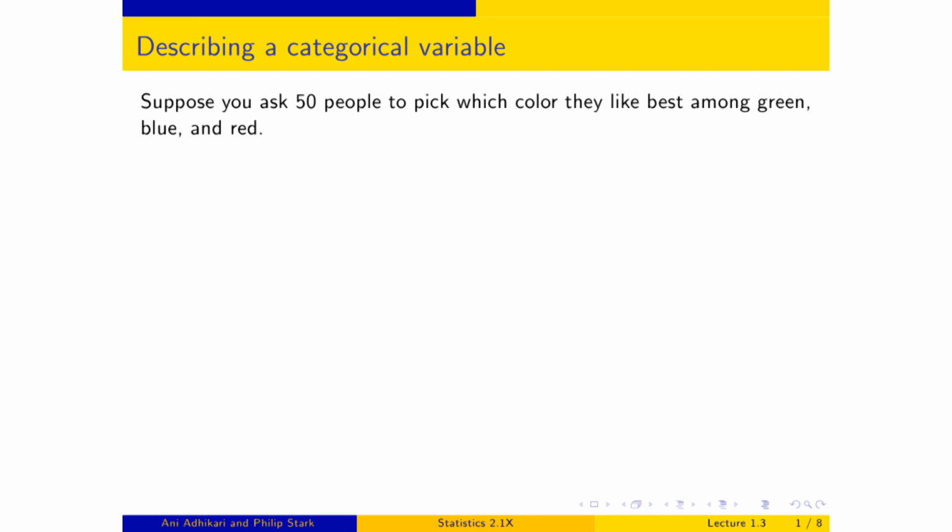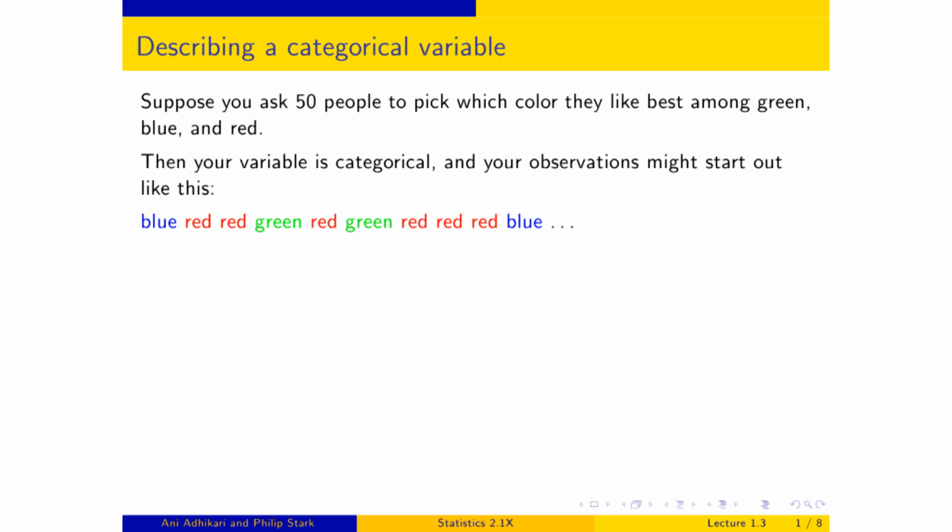Suppose you ask 50 people to pick which of the three colors they like best from among green, blue, and red. So I'm not saying ask them what their favorite color is, because they'll tell you purple or mauve or whatever. Just ask them a simple question: green, blue, and red, which do you pick? And make them pick one. Then your data might look like a string of blue, red, red, green, red, etc. Your variable is categorical, and you will have 50 values, each of which is either red, blue, or green.